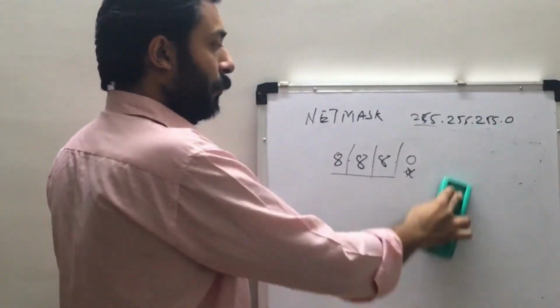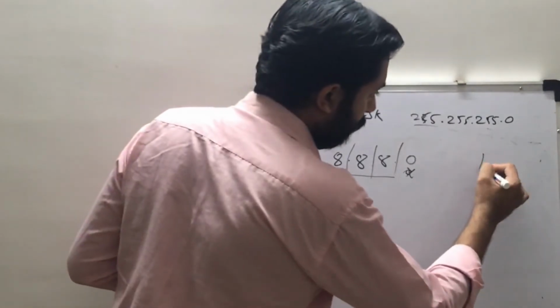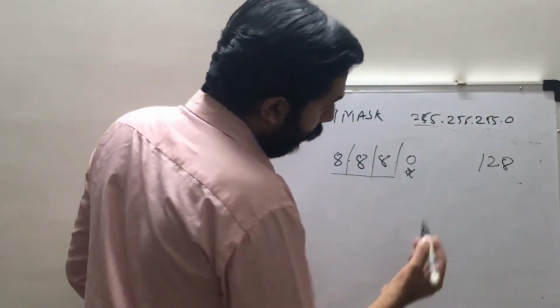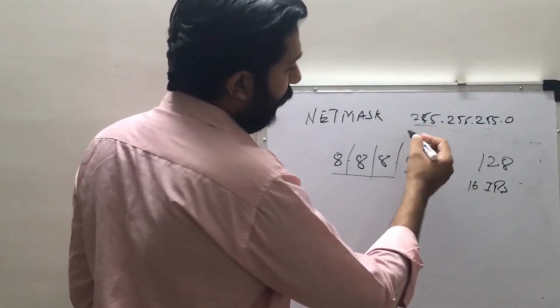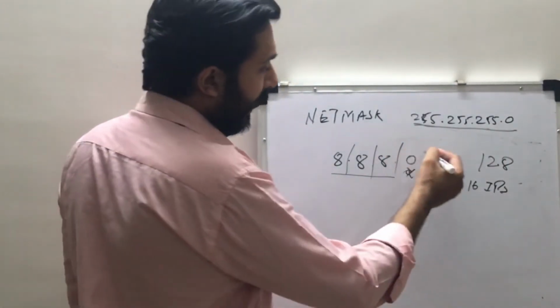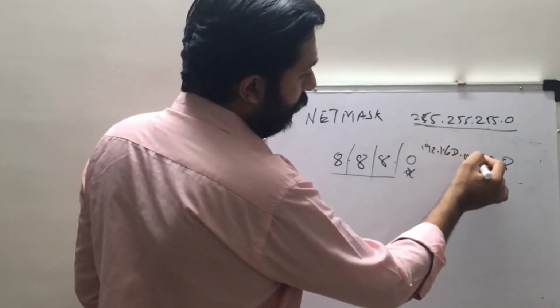Now we'll jump back to our original /28. Now if somebody says /28, you know 16 IPs, but how to write the net mask? How to write the network mask like this? You can write an IP 192.168.0.0/28.